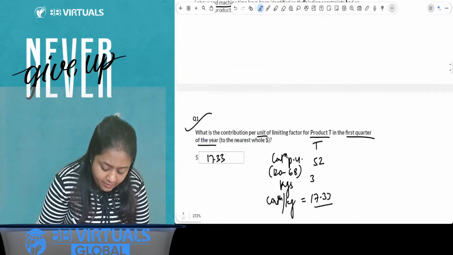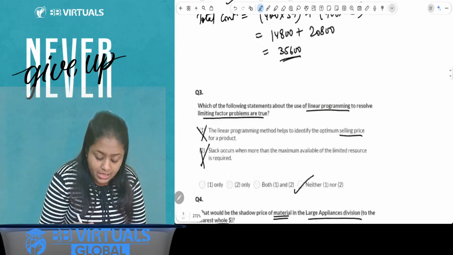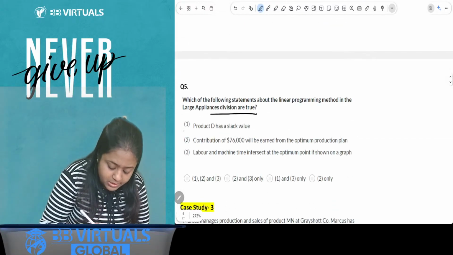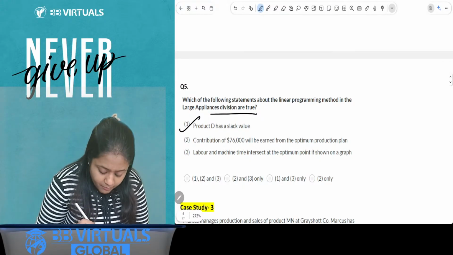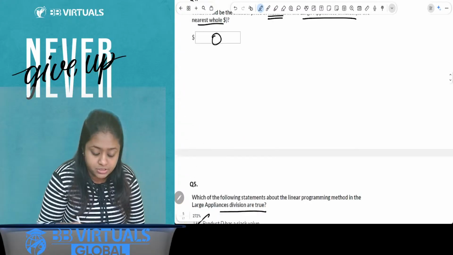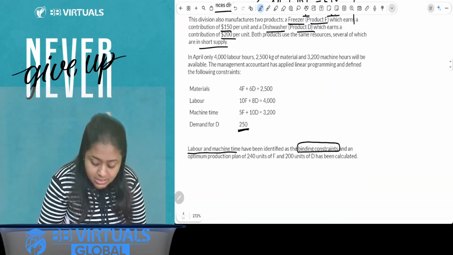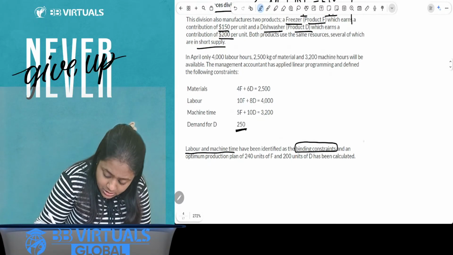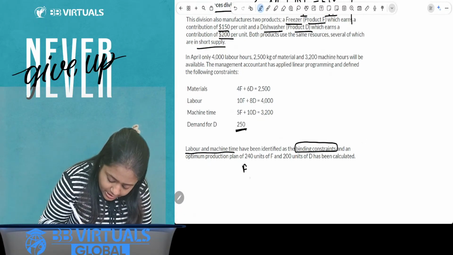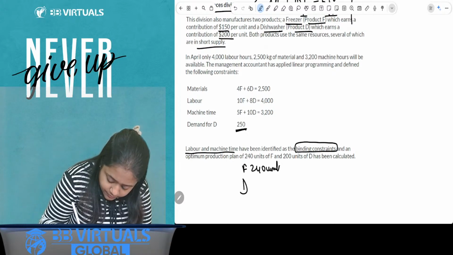Product D has a slack value. Let's see. Product D is not a binding constraint, therefore it has got a slack value. Absolutely correct. Okay, a contribution of 76,000 will be earned from the optimum production plan. Let's calculate whether it's giving me a contribution of 76,000 or not. So optimum production plan is F and D. It has got 240 units and it has got 200 units.